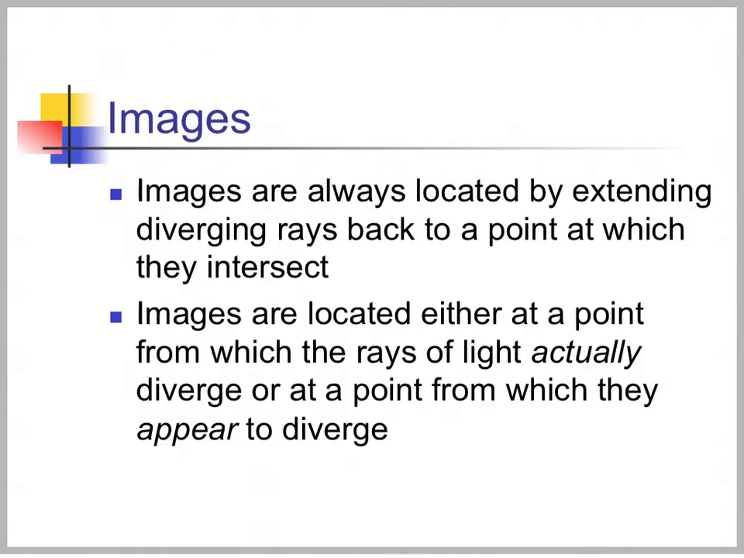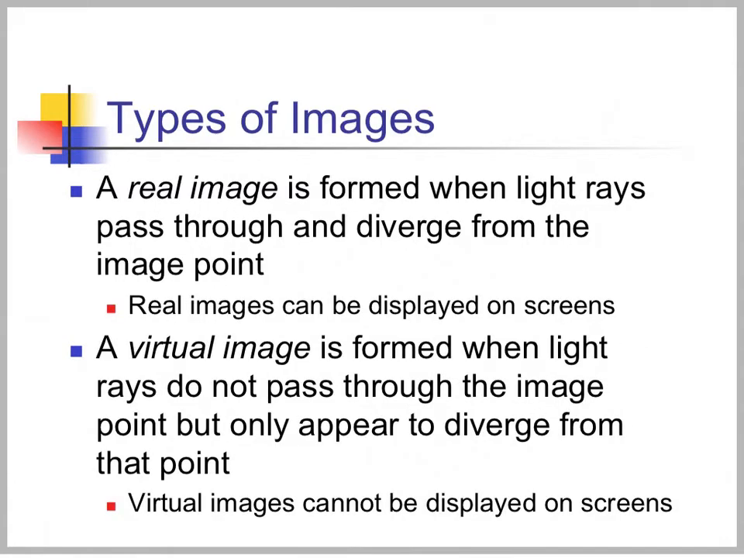Now, images are always located by extending diverging rays back to a point from which they intersect. Images are located either at a point from which the rays of light actually diverge or from a point from which they appear to diverge. A real image is formed when light rays pass through and diverge from an image point. Real images can be displayed on a screen, whereas a virtual image is formed when light rays don't actually pass through the image point but only appear to diverge from that point, and virtual images cannot be displayed on a screen.